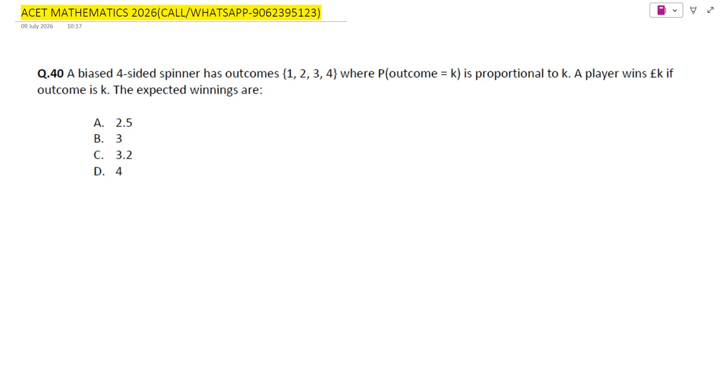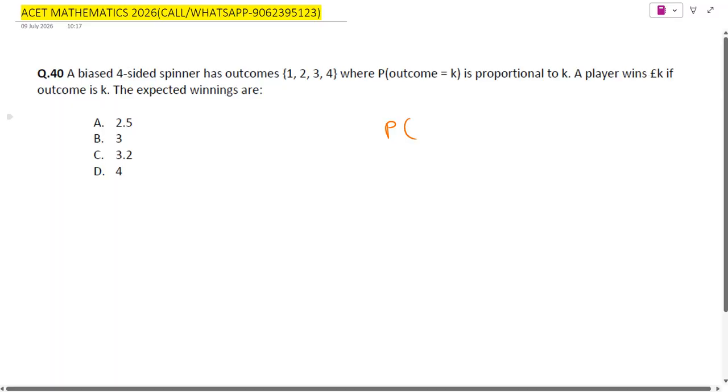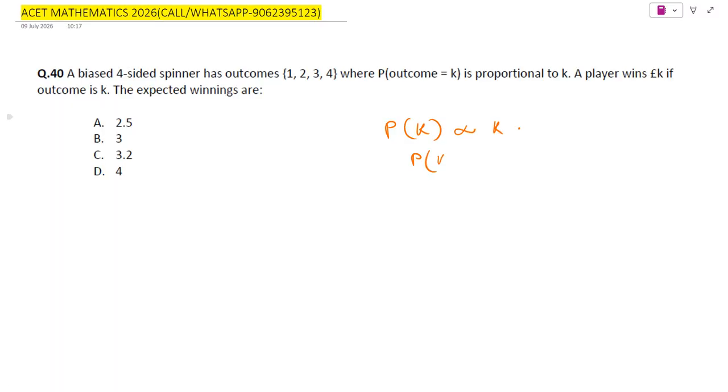So basically, understand the meaning of proportional to k. This is the heart of the question. The probability is not given directly. Instead, it says probability is proportional to the value of the outcome. So what does proportional mean? It means, so this can be written as, where c is a constant that we have to determine. And this constant is called the constant of proportionality.